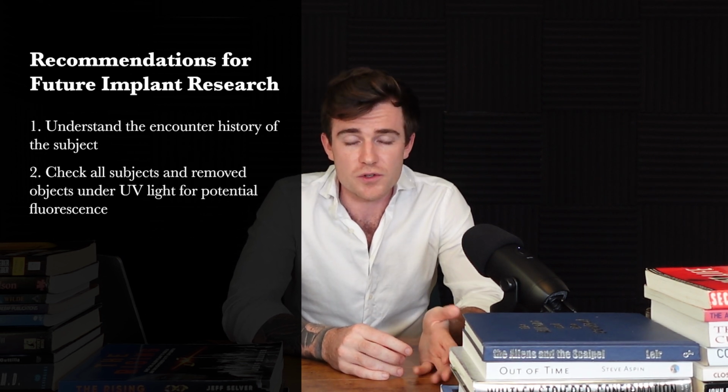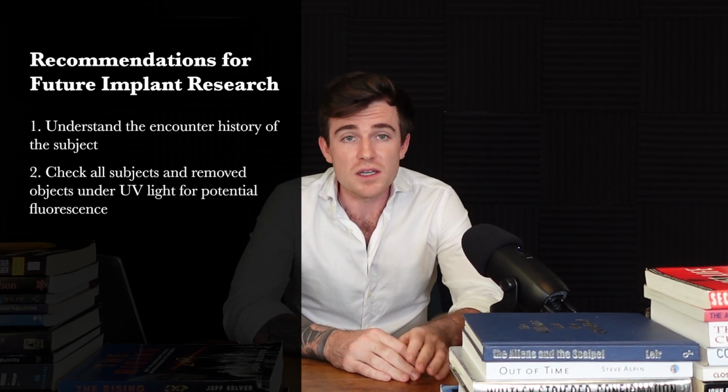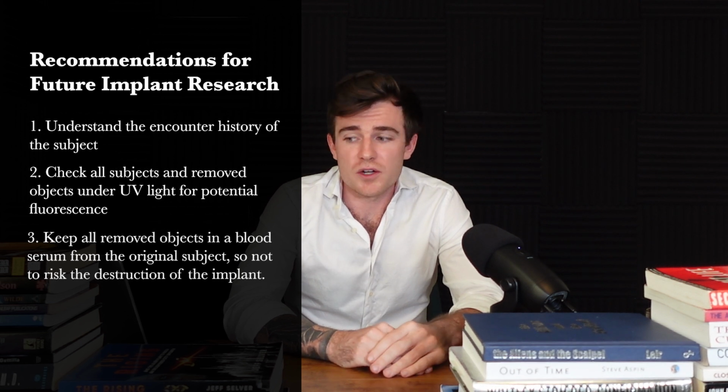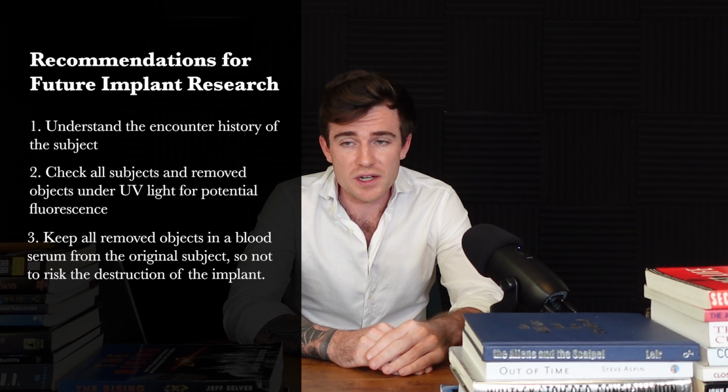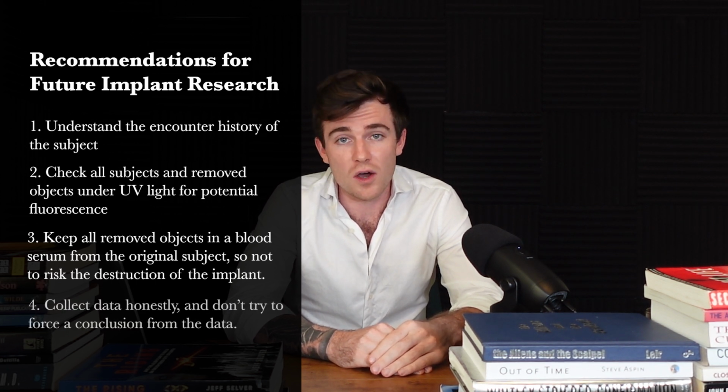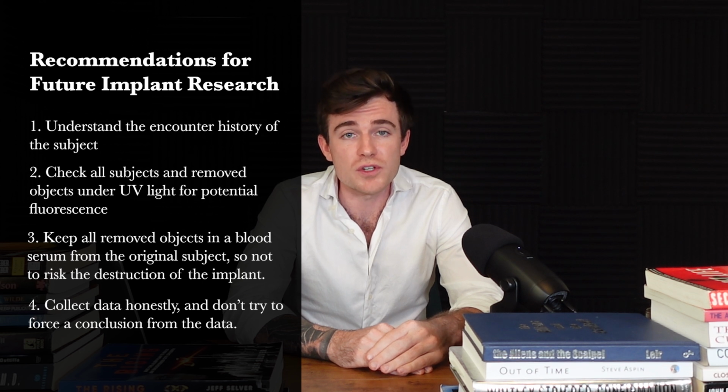Number 1, understand the encounter history of the subject. Oftentimes, the encounter history is the building block that enables a researcher to get to the material or metallurgical analysis itself. Number 2, check all subjects and removed objects under UV light for potential fluorescence. Number 3, in keeping with the recommendation of Dr. Roger Leir, keep all removed implants in a blood serum from the original subject so as to not risk the destruction of the implant. Number 4, collect data honestly and don't try to force a conclusion from the data.